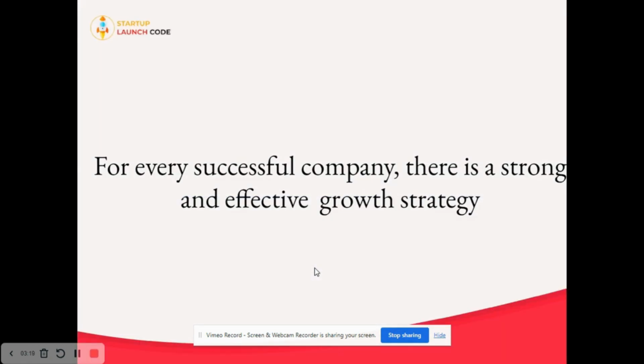Like I said in my introduction, you can't have a successful business without having an effective growth strategy. For every successful company or startup, there is a strong and effective growth strategy. That is why it is important for any founder that wants to build a successful startup to have one, and why we are looking at this topic, so that you can learn how to come up with an effective growth strategy that will help you scale and grow your startup.